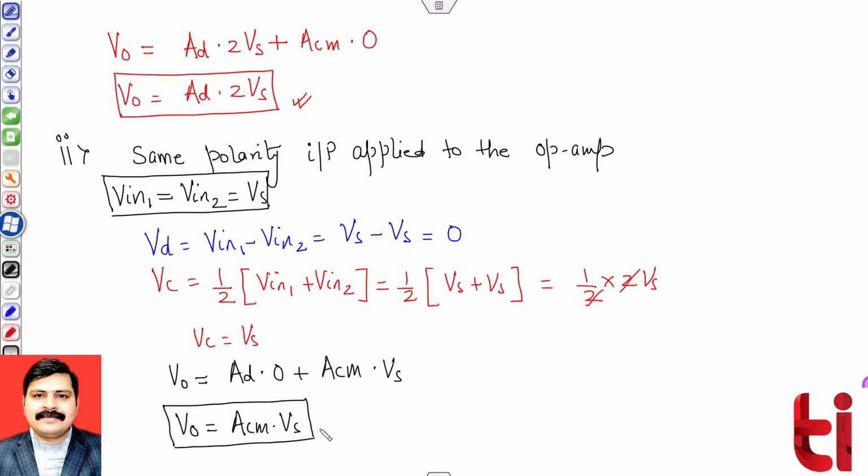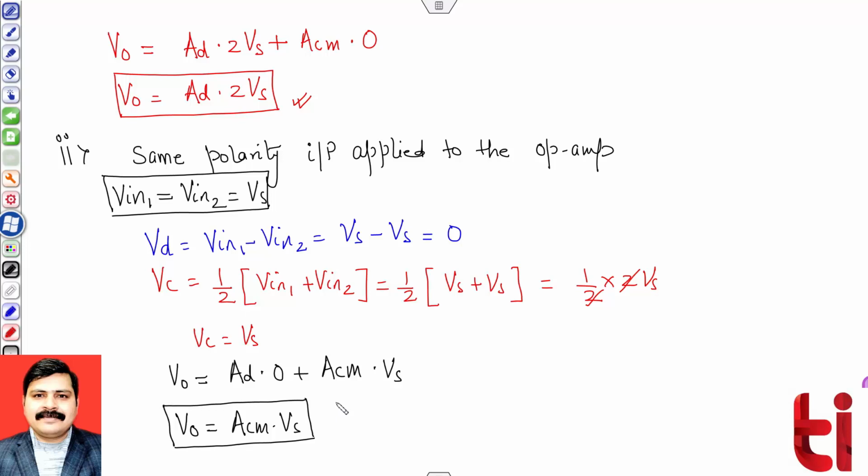For the first case, if I am applying a signal of opposite polarity, then we have seen that in such a situation noise is completely removed and whatever be the desired signal will be available at the output in its amplified version. However, in the second case, if a same polarity signal is applied over here, then the common mode signal will appear across the output, whereas the desired signal will be completely attenuated.